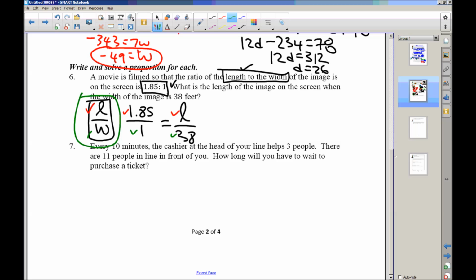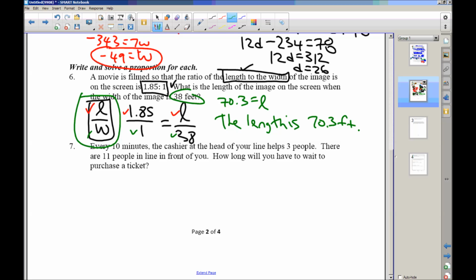Okay? All right, so I'll do my cross products. I got 1.85 times 38. This will give me 70.3 equals 1L. Well, that's just L. Well, I'm done. I don't even have to solve anything. Okay? So, our sentence is the length is 70.3 feet. That's because it was 38 feet the other way.